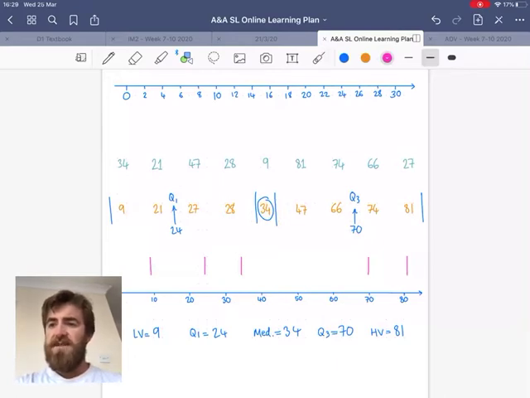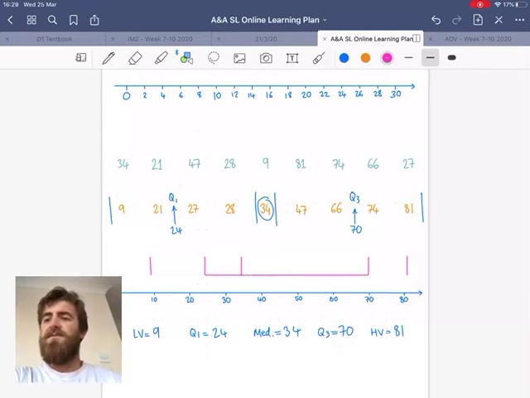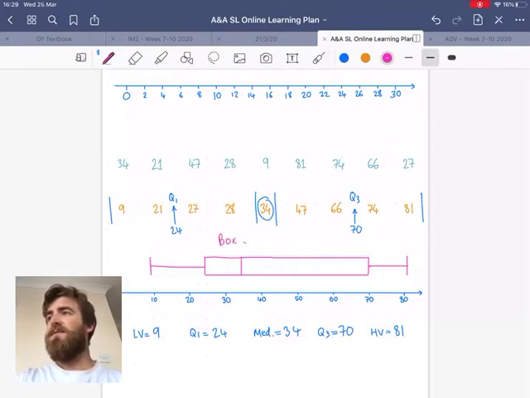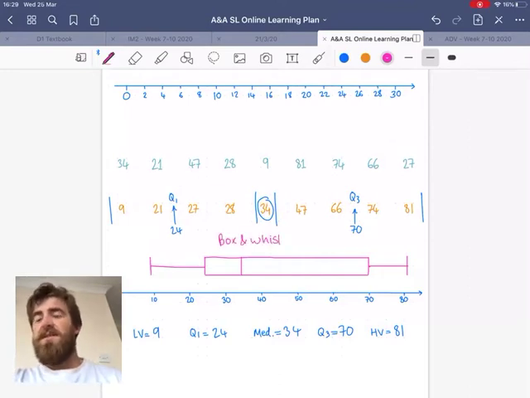Then we're going to join all these up in a very specific way. We're going to make a little box that goes from quartile 1 to quartile 3, above and below, like so. Okay, a box. Then we're just going to join the box up to the highest and lowest values with a line in the middle there. What we have here is called a box and whisker plot. You can see the box in the middle and what we call whiskers going out to the highest and lowest values.